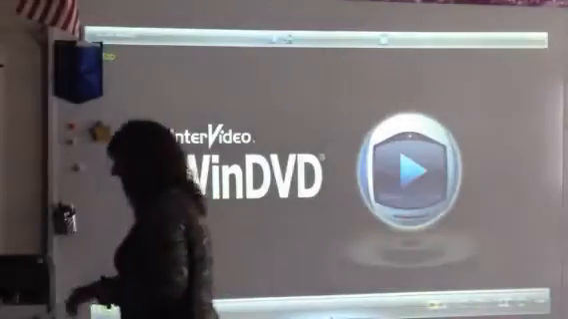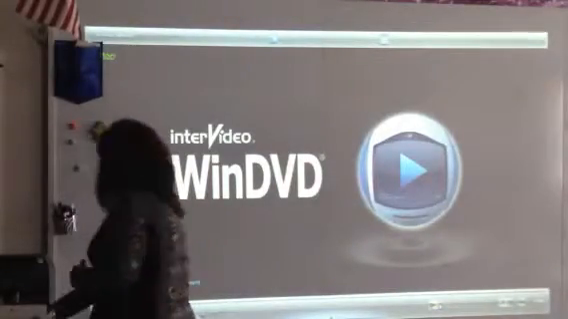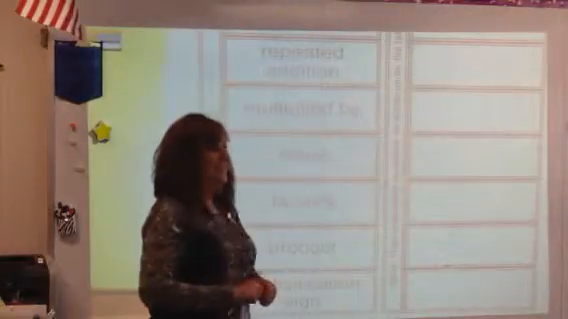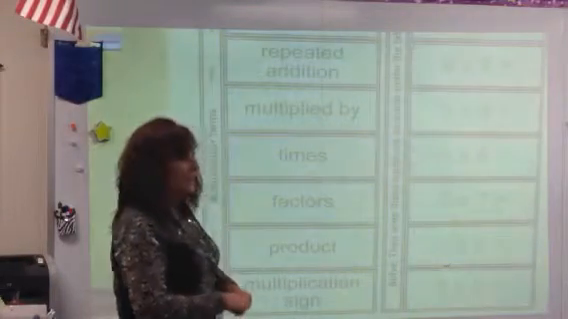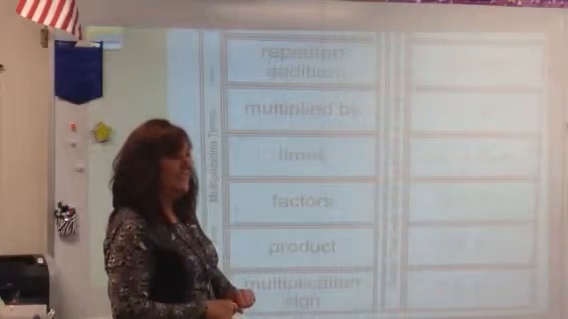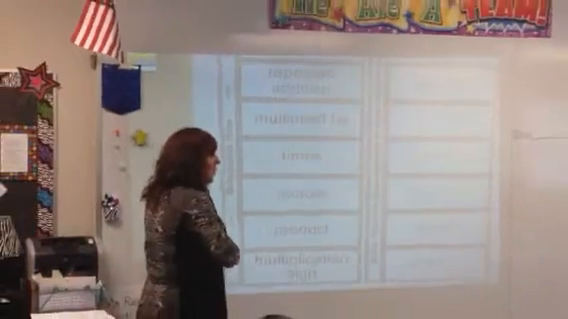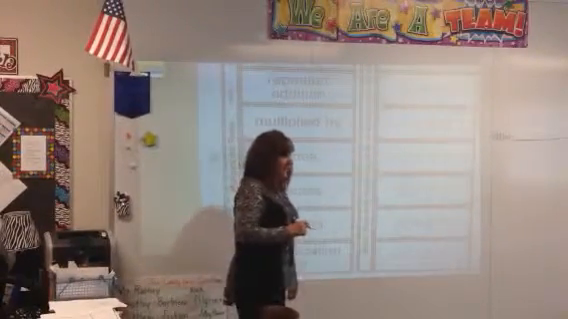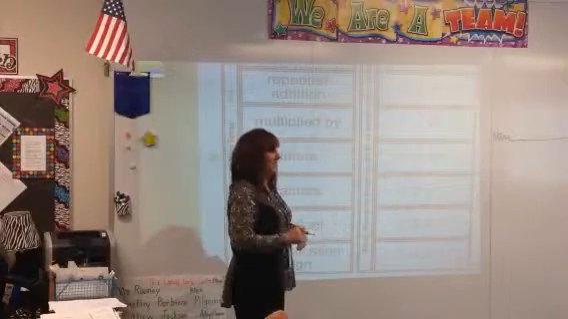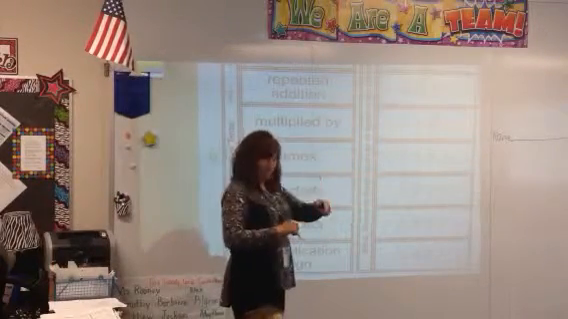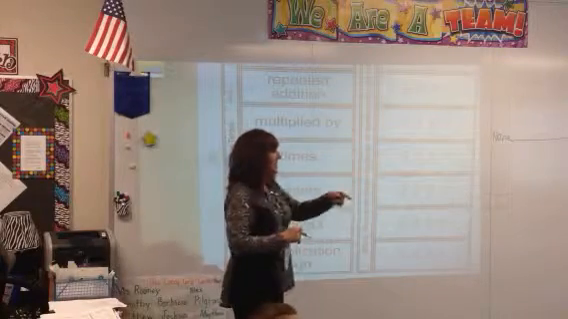So 2 times 0 is what? 0. Very good. And 3 times 0 is what? 0. 0 times 4 is? 0. Very good. 1 times 2? 2. Very good. 1 times 4? 4. Because remember, any number times 1 is the number. So 1 times 5 is 5. 1 times 3 is 3.